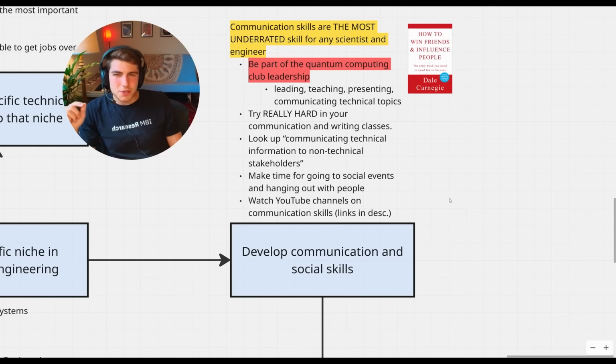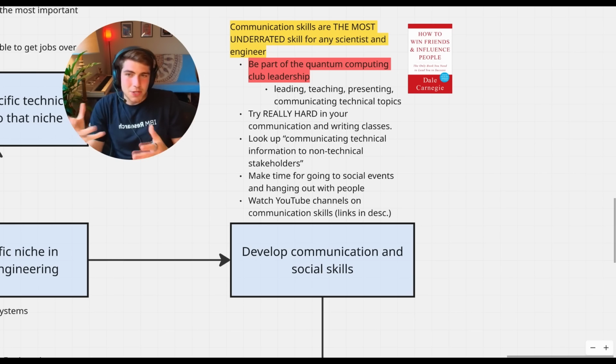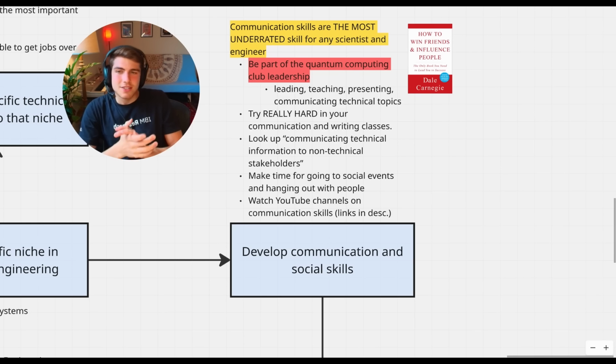And then also, this is something I wish I did more of too, but make more time for social events and hanging out with people, because that makes you more charismatic, makes you more comfortable in social situations, makes you more comfortable talking about the work that you do. Just go to stuff, have fun, and try to develop yourself as a person in addition to somebody who's really good at technical things.